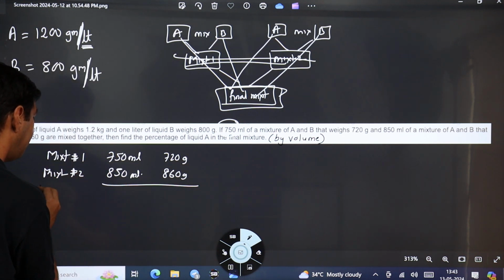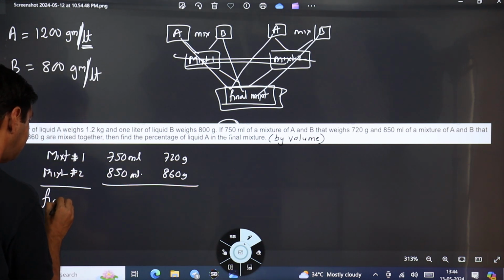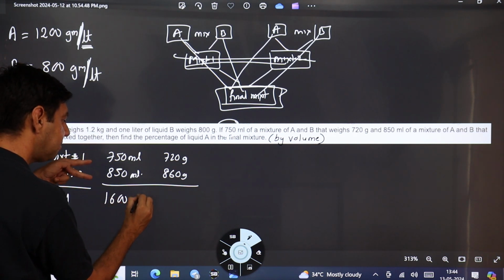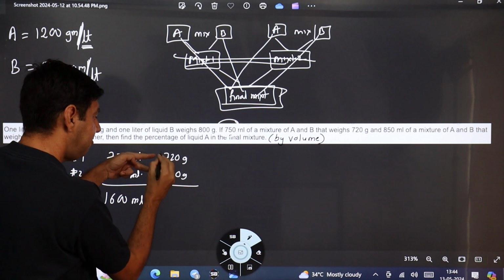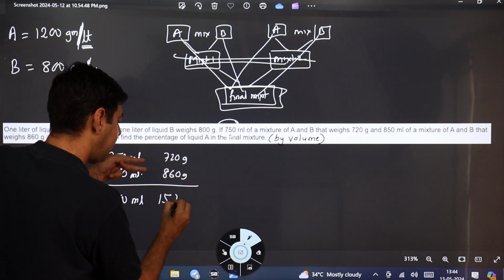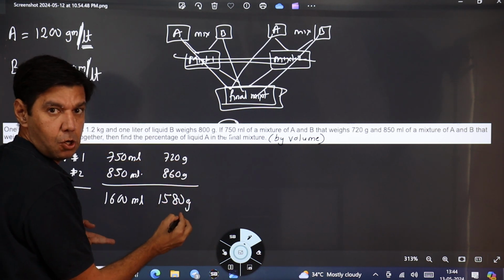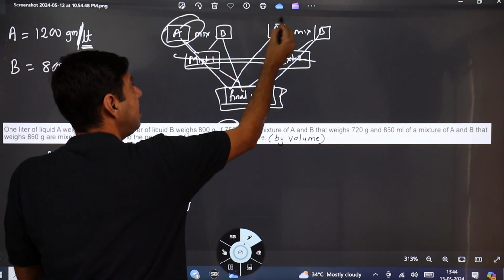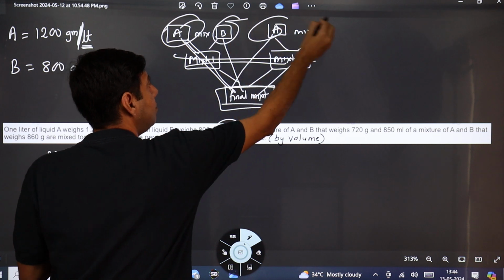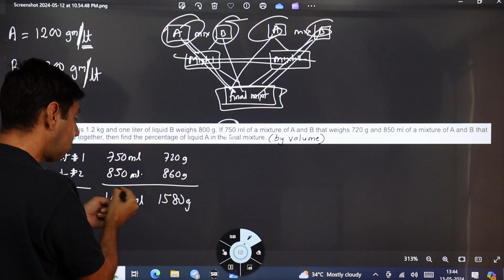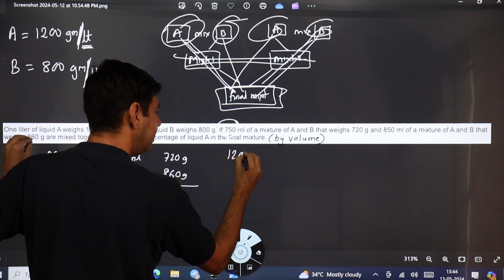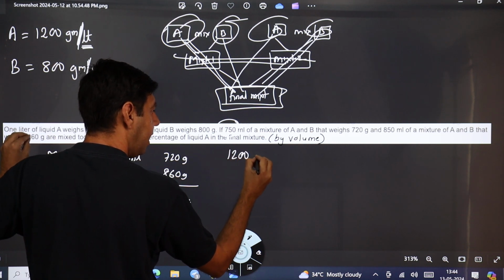I'll just add them up and I'll say the final mixture is going to be 1600 ml, and is going to weigh 1580 grams. Okay, so let me mix A and B. Let me club these two A together, these two B together and mix them once to get this. So A is 1200 grams.